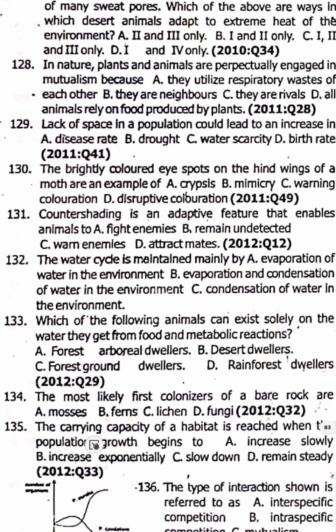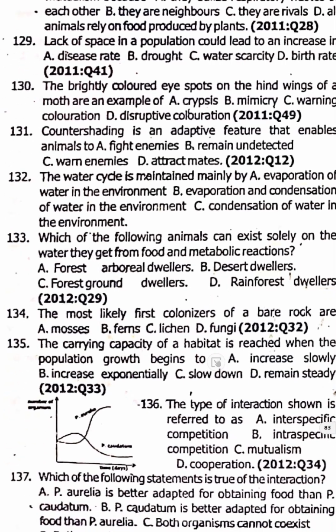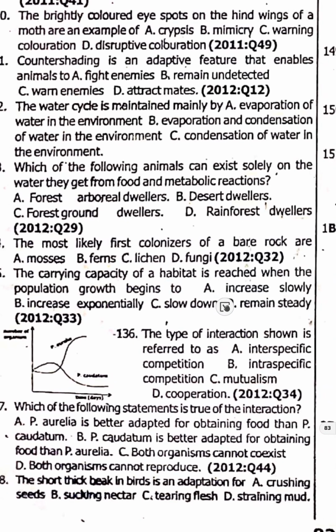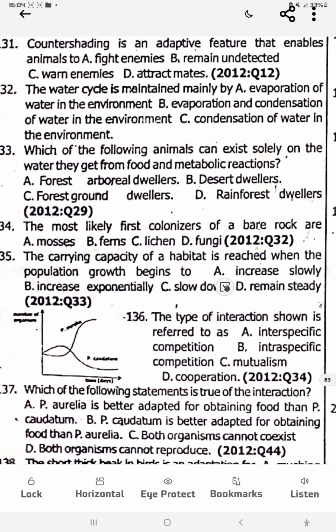133. Which of the following animals can exist solely on water they get from food and metabolic reaction? Desert dwellers for sure. They survive on practically little or no water. Can you imagine? 134. The most likely first colonizers of a bedrock are the lichens. 134 is option C. They've repeated this question. 135. The carrying capacity of a habitat is reached when the population growth begins to remain steady.